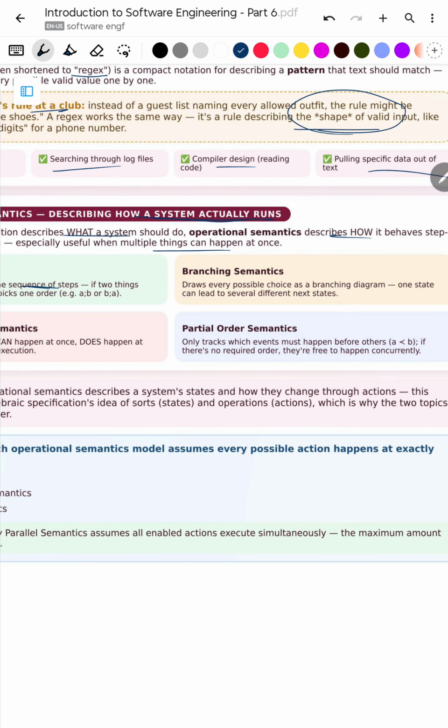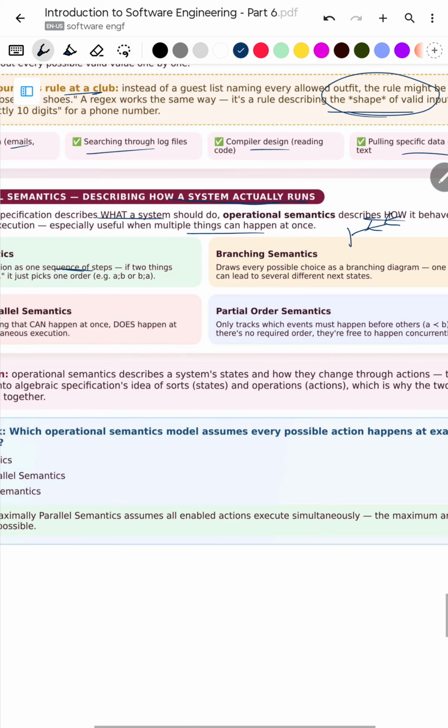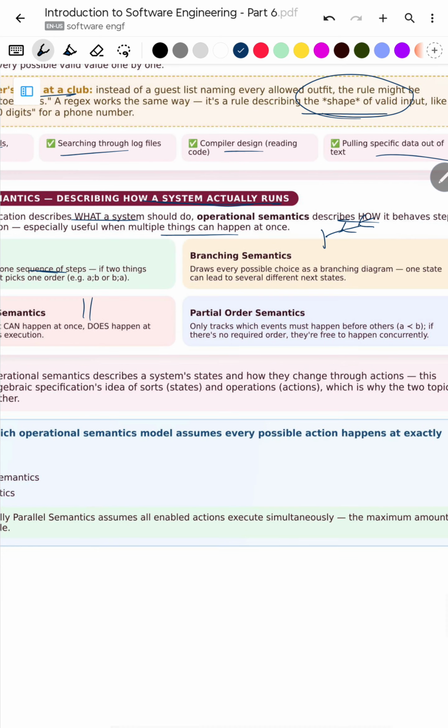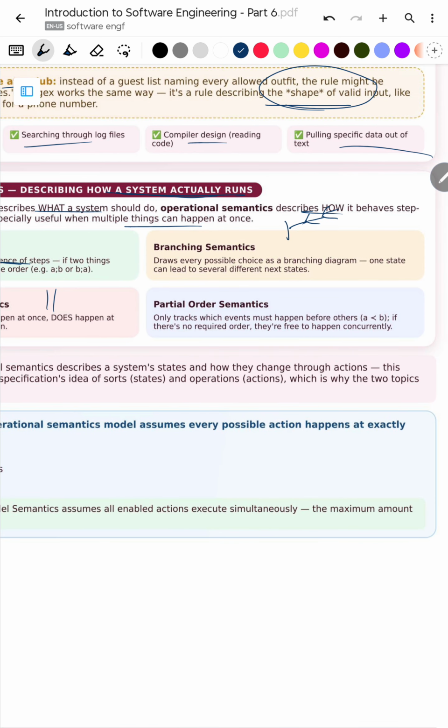Next, branching semantics draws every possible choice as a branching diagram. One state can lead to several different states, and those can lead to further states. Next, maximally parallel semantics assumes everything that can happen at once does happen at once, fully simultaneous. Parallel means it's happening simultaneously. Partial order semantics only tracks which events must happen before the other. If there's no required order, they're free to happen concurrently.